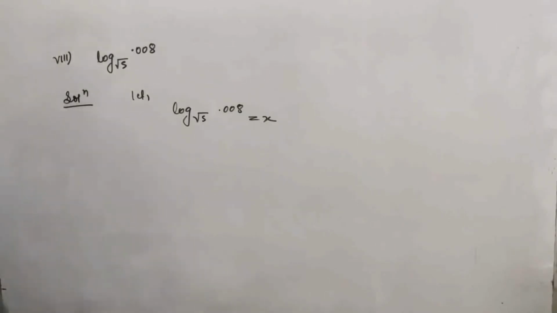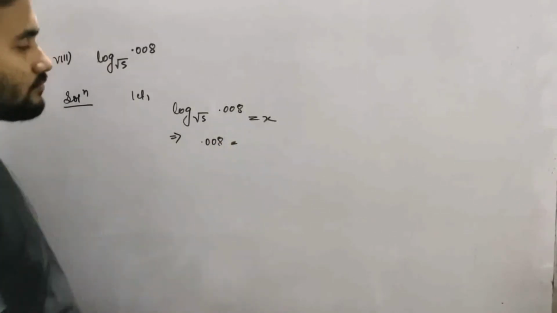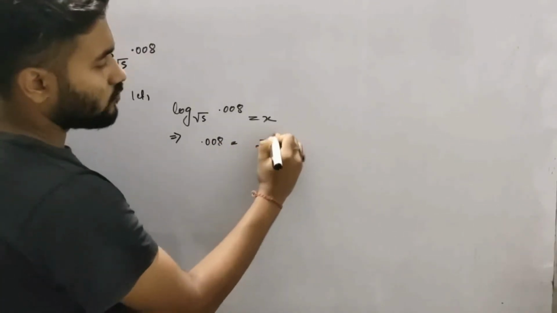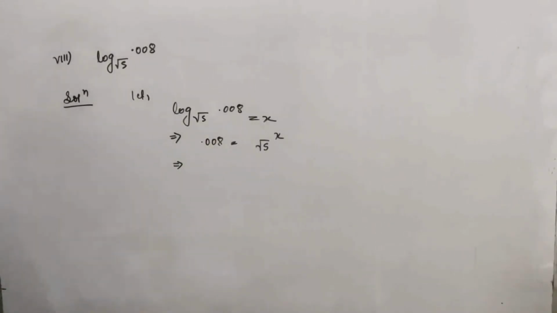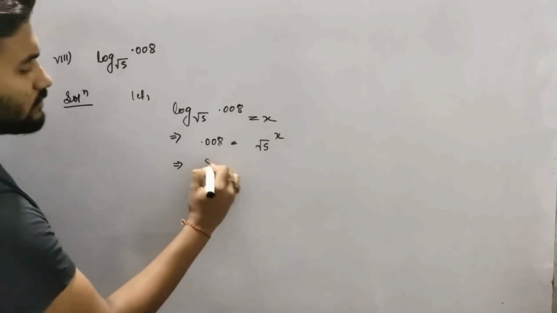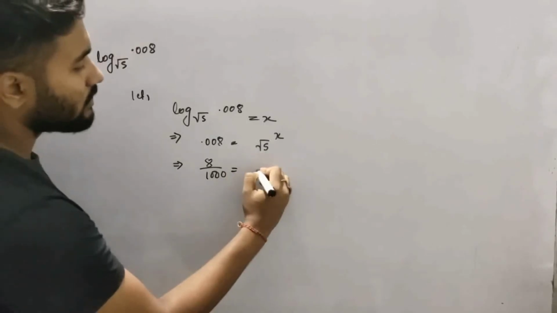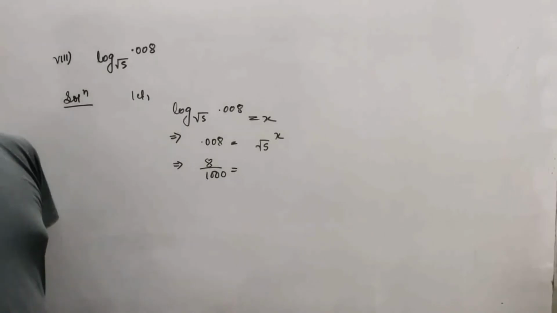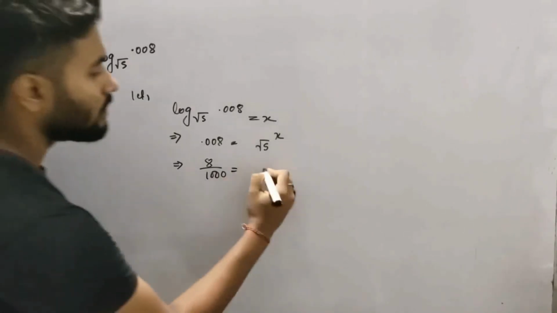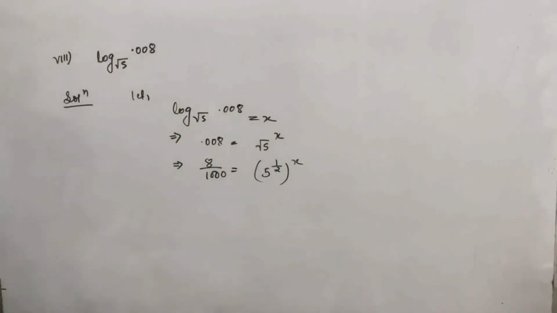Okay, now take it to exponential form. That is what? 0.008 will be equal to root over 5 to the power x. It's simple. Take this one to fraction. That is what? 8 by 1000 to the power x. Root over 5, how can I break root over 5? That will become 5 to the power 1 by 2. So I can say 5 to the power 1 by 2 to the power x.